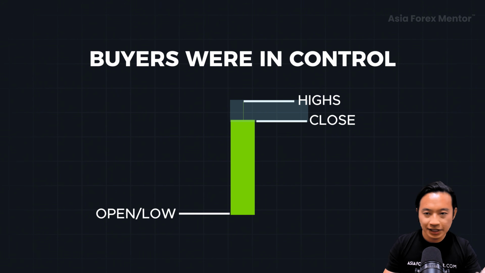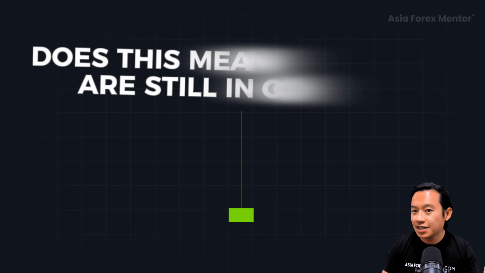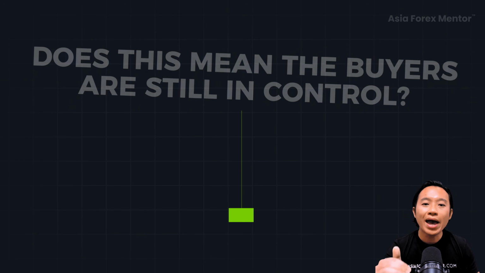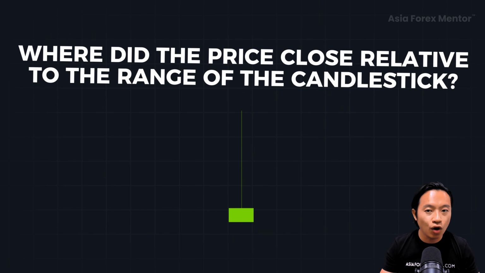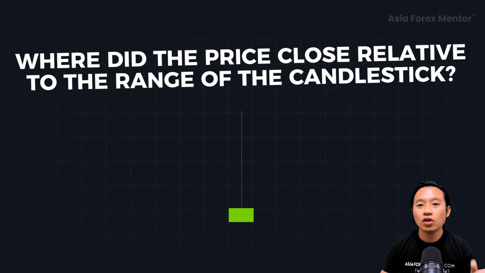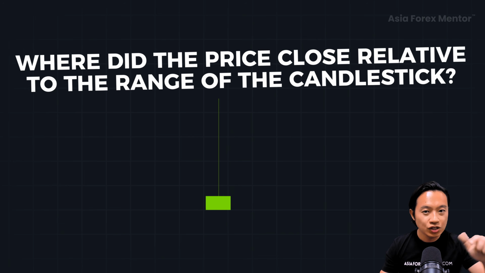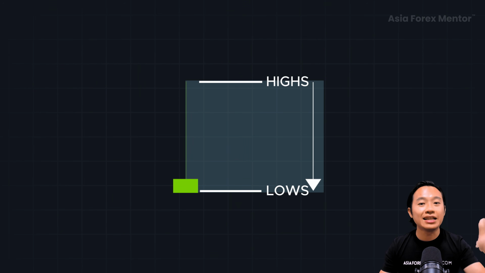So now, here's another example. Here, we have a green candle that indicates that the price closed higher than where it opened. But does it mean that the buyers are still in control? To find out, ask yourself, where did the price close relative to the range of the candlestick? Look at the highest point and the lowest point that it reached during the time period. So in this case, the high is here and the low is here. This line represents the entire range of the candle.